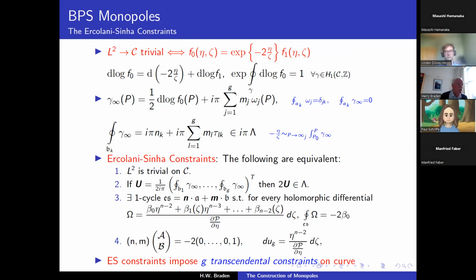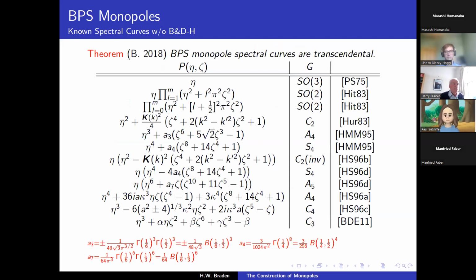Well, I've said transcendental constraints. You can actually make that more concrete, and you can argue that the BPS monopoles are transcendental in the ordinary sense that you might think. That is, they're not going to be defined over the algebraic closure of the rationals. So if you look at these equations, which are until this year all of the known spectral curves, there'll always be a coefficient hidden in here that's transcendental.